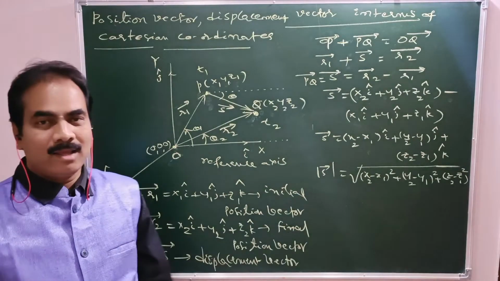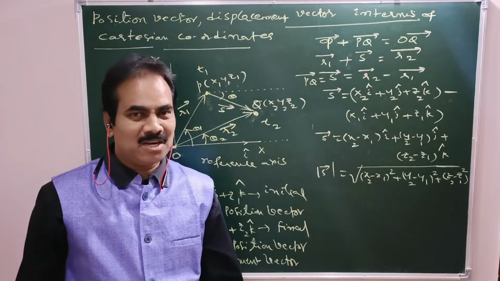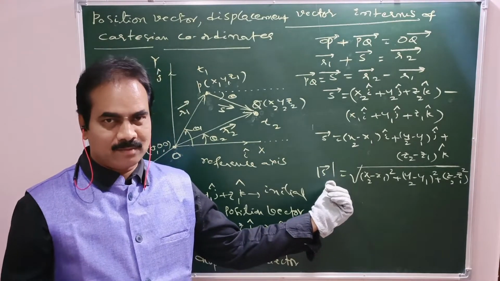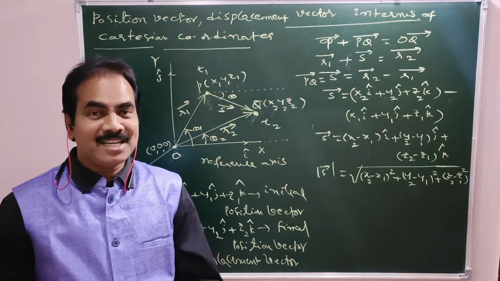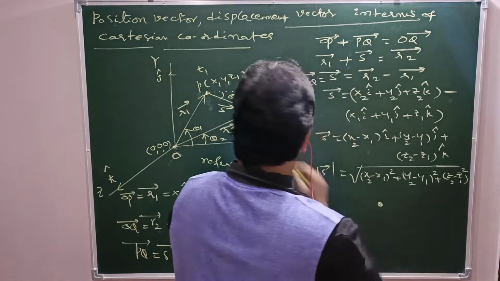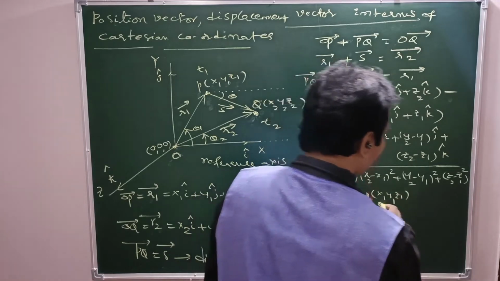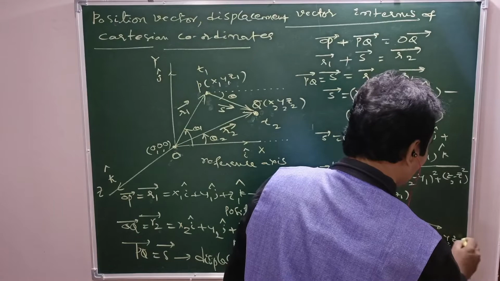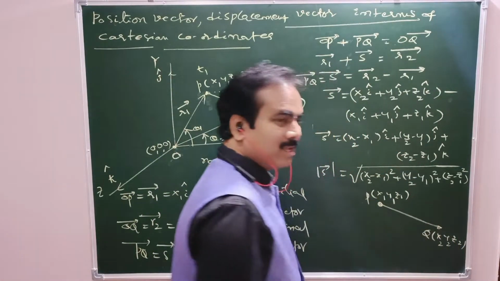So this is the distance between P and Q. Obviously, it is nothing but a mathematical expression, making use of which we can determine the distance between 2 points. Why? Because here P is (x1, y1, z1) and here Q is (x2, y2, z2). Now, how to find the distance between these 2 points?